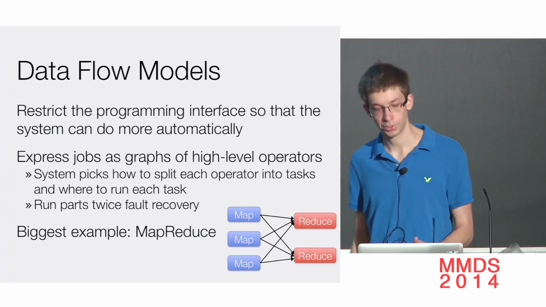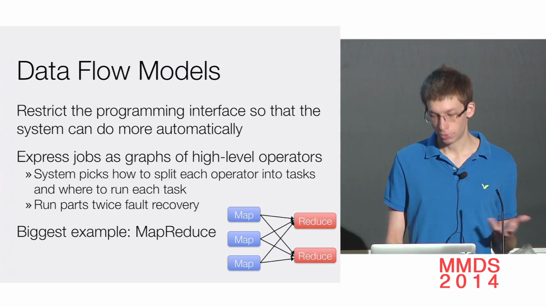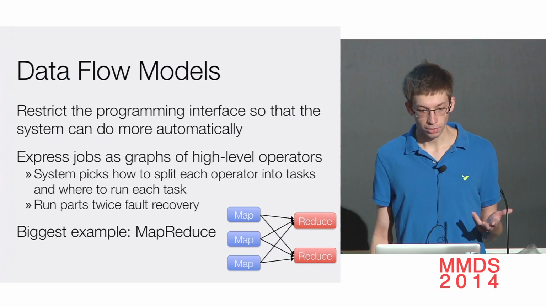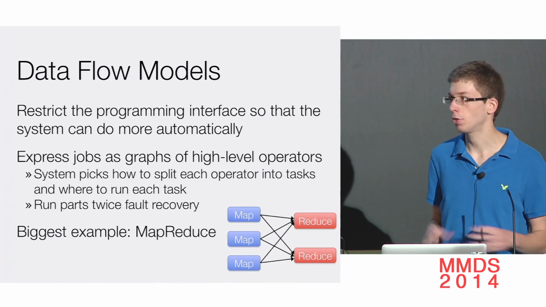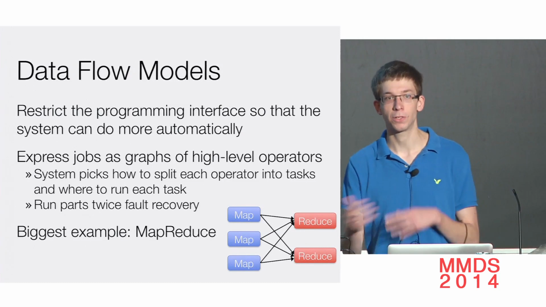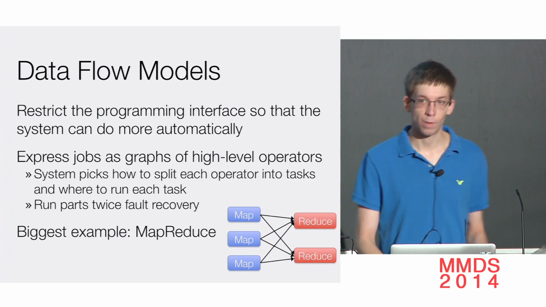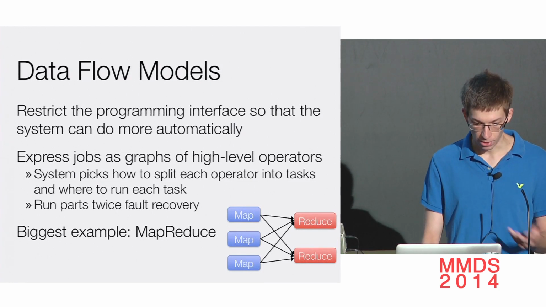So instead, what has emerged is called data flow models. Data flow models restrict the programming model slightly so that the system can do more of these distribution tasks automatically. So basically, you don't get the full freedom of passing messages across any nodes you want, but instead the system handles faults, handles stragglers, all that stuff for you.